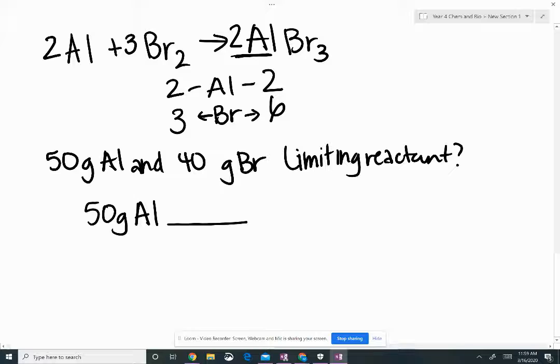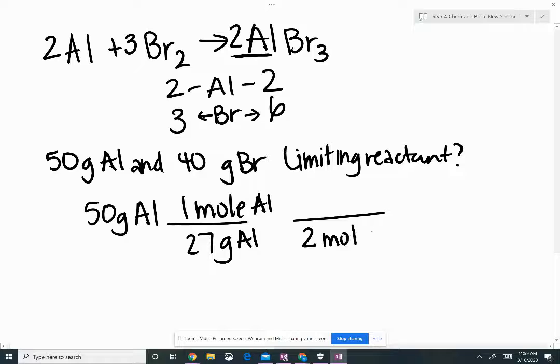With our 50 grams of aluminum, you will check your periodic table: how much does aluminum weigh? Looking at your periodic table, you'll see that aluminum weighs about 27 grams in 1 mole of aluminum, right? And then we're going to use the mole ratio. So for every 2 moles of aluminum, there are 2 moles of AlBr3, right? Then I'm going to convert it to AlBr3.